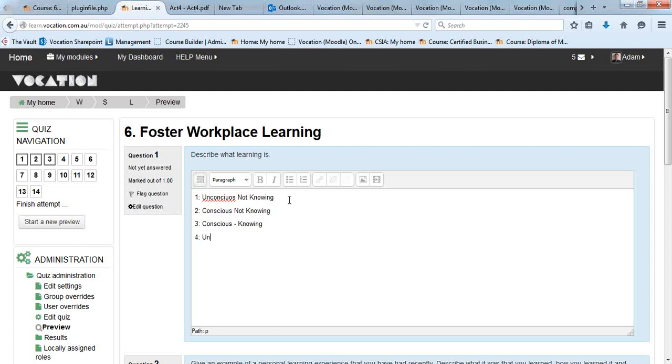The very last stage, and as I say, these are the steps everybody goes through, is unconscious.